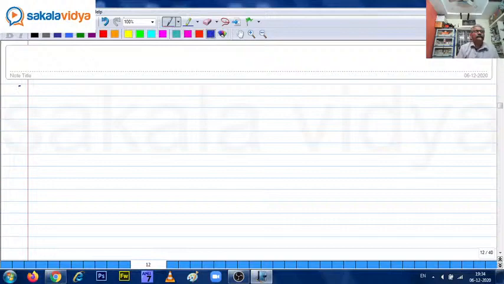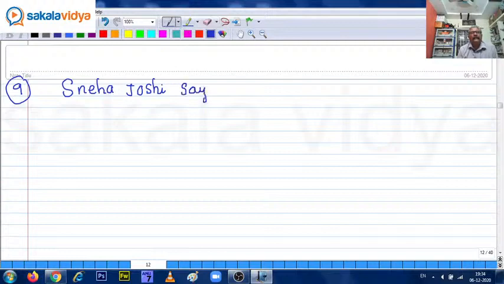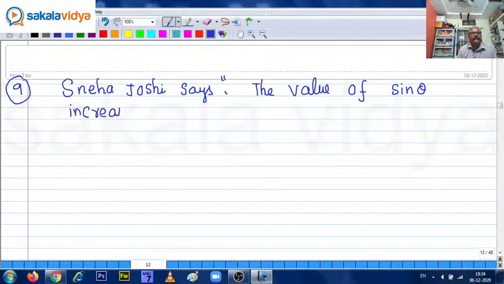Ninth question. Sneha Joshi says the value of sin theta increases as theta increases.